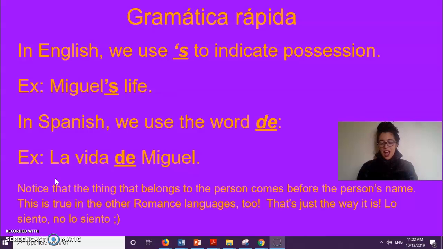So to say Miguel's dog, or the dog of Miguel, it would be El perro de Miguel. How would you say Miguel's family? It would be La familia de Miguel, right? How would you say Miguel's house? It would be La casa de Miguel. Right? So it's pretty easy. It's really not that complicated.